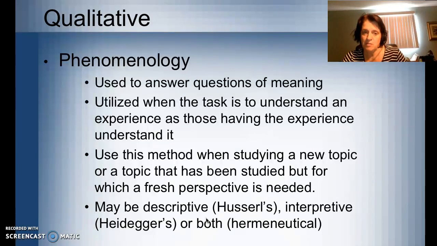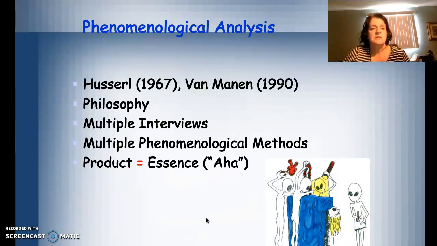There are several phenomenological schools. A general descriptive phenomenology is tied to Husserl. Interpretive is Heidegger, and both are considered hermeneutical. You don't need to memorize those terms, just in case you come across them somewhere. These philosophers, basically this comes from the school of philosophy, and the idea is there are multiple methods, and there are in-depth multiple interviews with generally a small number of people. Phenomenology studies tend to be the smallest of all the qualitative studies.